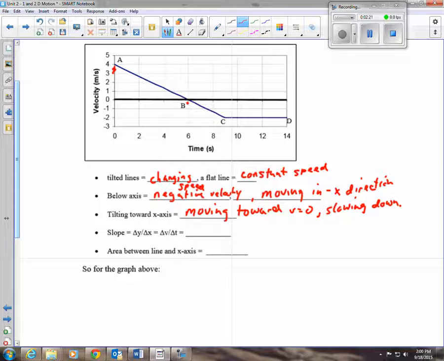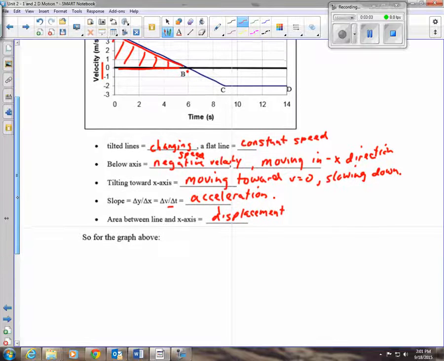Now, the slope. The slope for this type of line, change in y over change in x, becomes change in velocity over change in time. And change in velocity over change in time, we already saw, was defined as the acceleration. So the slope is the acceleration. And then the area between the line and the x-axis is the displacement. That's not obvious, okay, but if I want to find the displacement delta x for this, it's the area between the line and the x-axis. So for A to B, it would be this triangle.